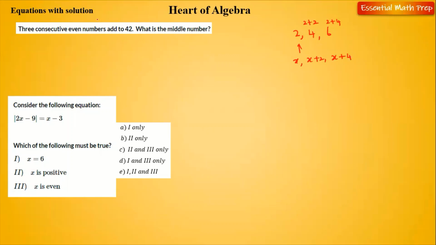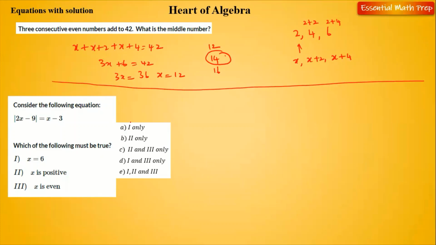Sum of all of these numbers add up to 42. So X plus X plus 2 plus X plus 4 equals 42. So 3X plus 6 equals 42. 3X equals 36. X equals 12. So X equals 12. X plus 2 is 14. X plus 4 is 16. The middle number is 14. Right?